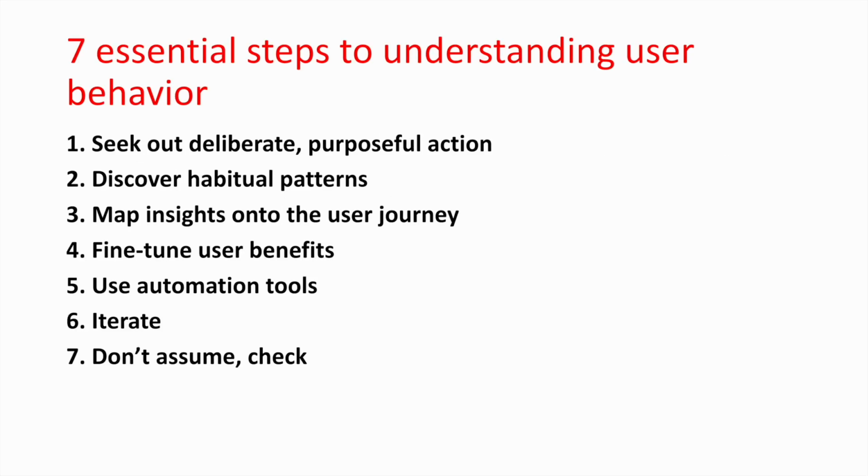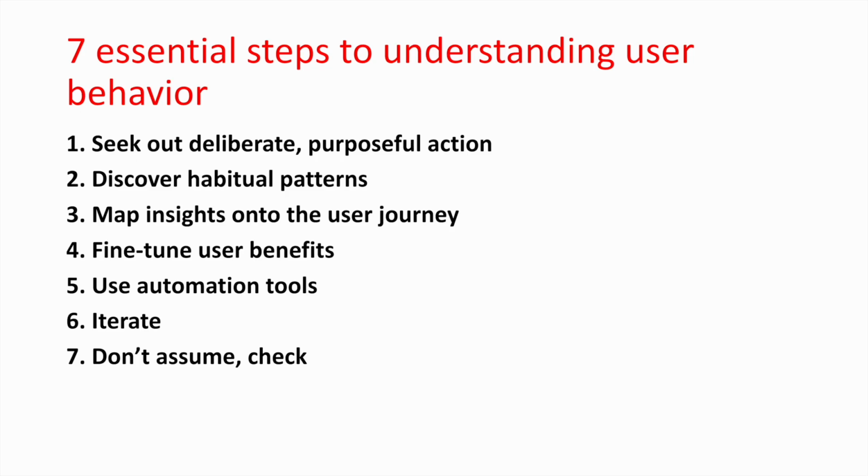So here are 7 steps that are needed in order to understand user behavior. First is to find out deliberate, purposeful action. So first we need to identify the actual action, and then we need to discover the habitual patterns, like how are the users behaving naturally, what kind of actions do they usually take, like the familiarity concept that we discussed in the previous classes.